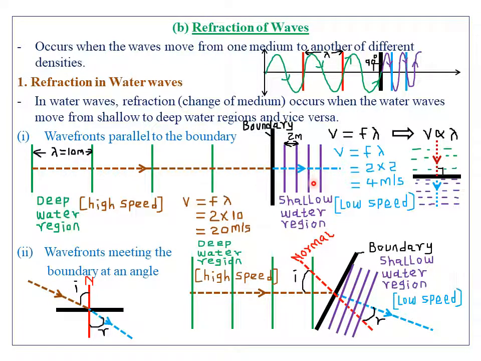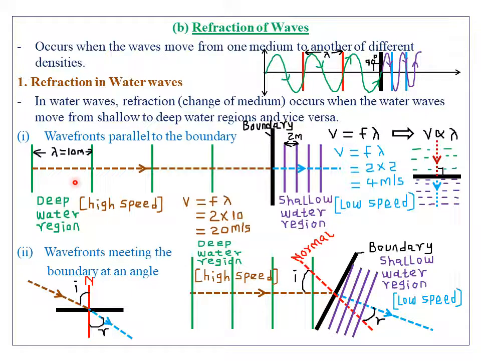sketch or to show how the wavefronts will move in shallow water regions. So the key thing here to notice is that in shallow water regions, the wavefronts will always be closer to one another, such as the ones drawn in purple color in this case. But the wavefronts in deep water regions will always be largely spaced, or they will always have huge spaces in between them. So that is the key point to note there.